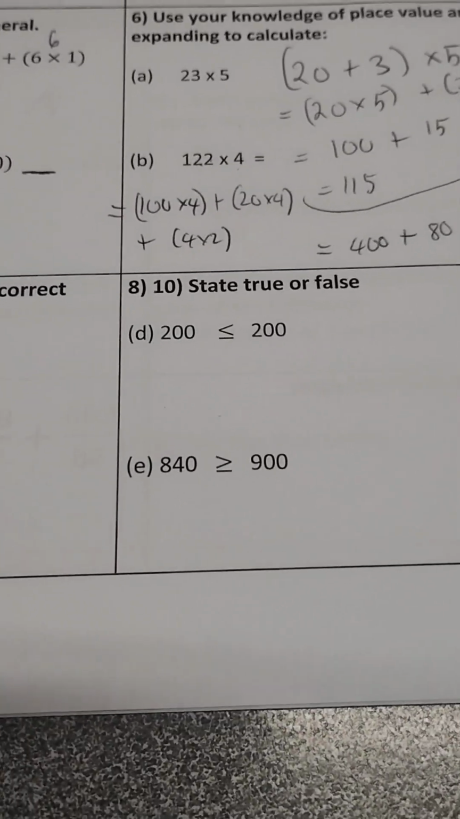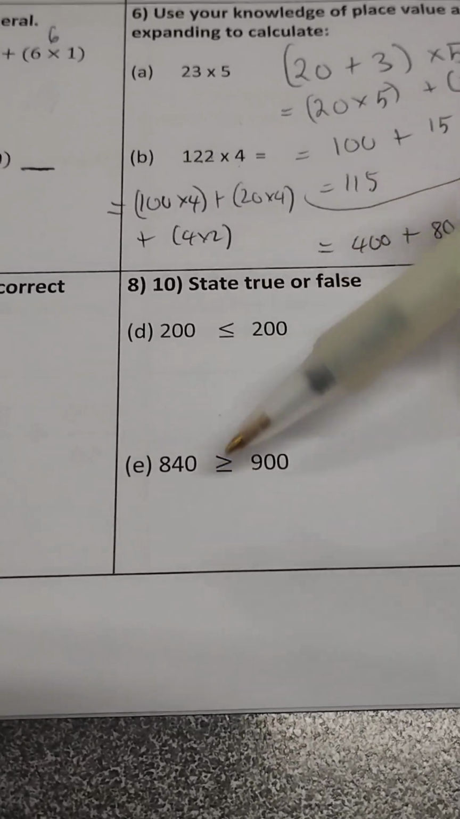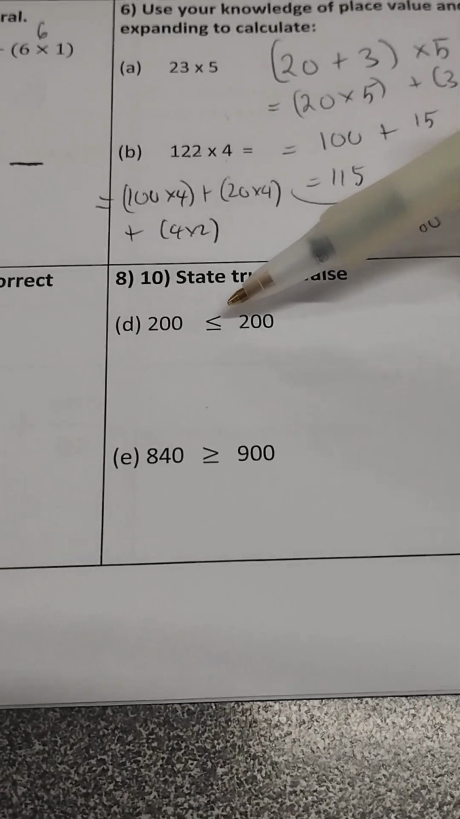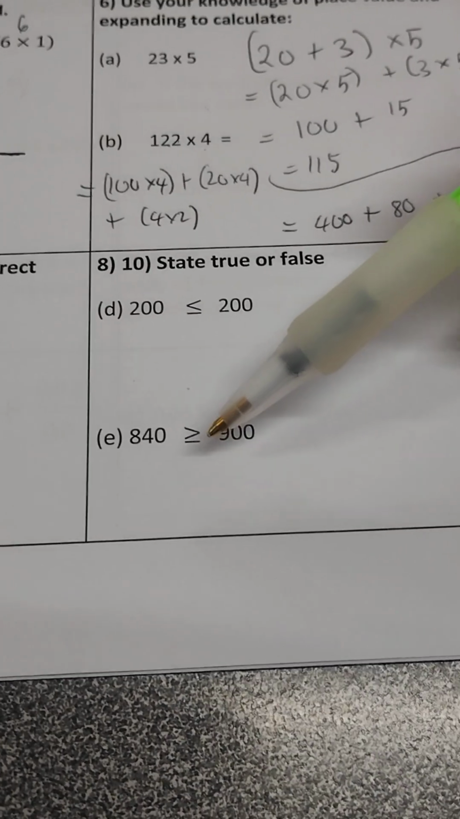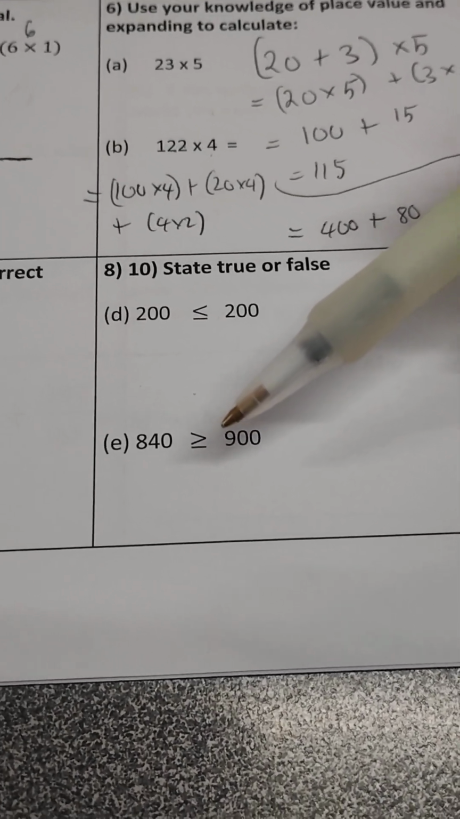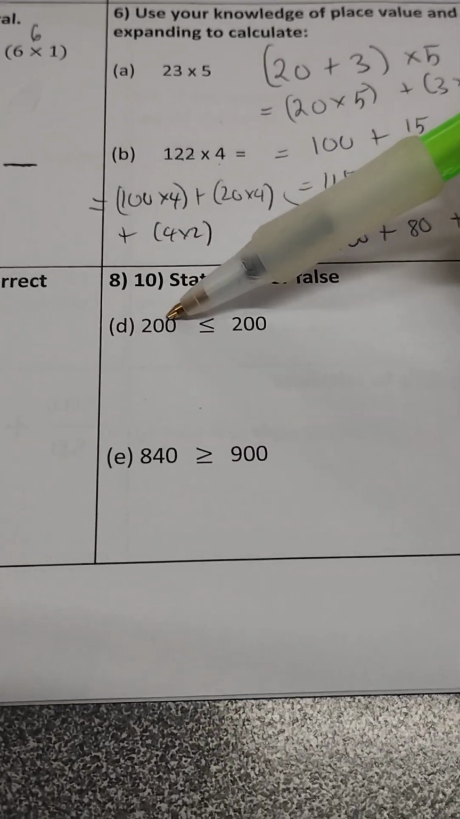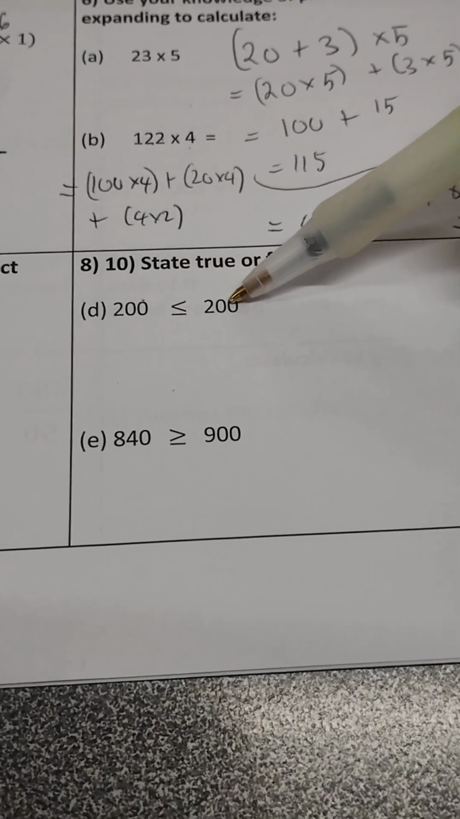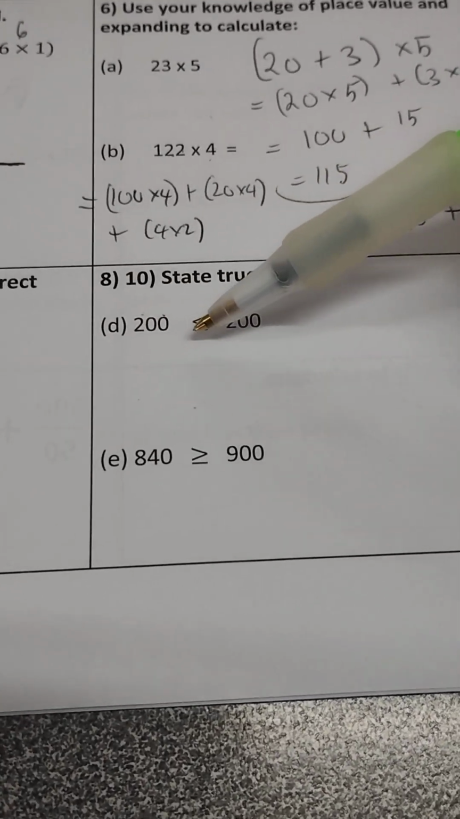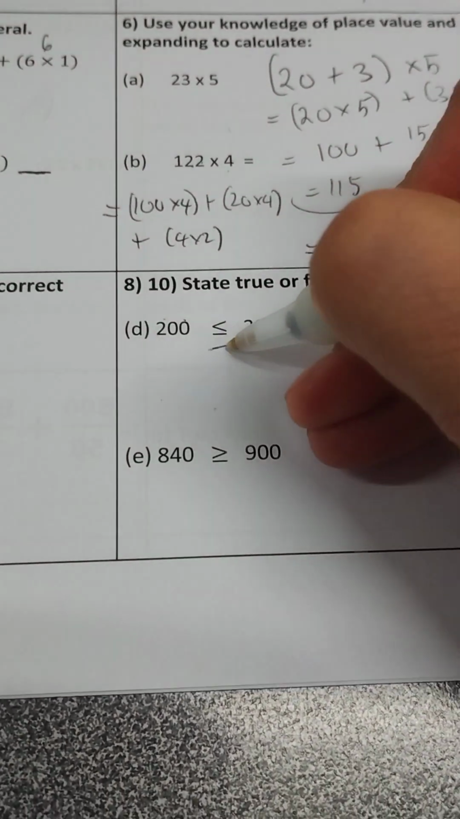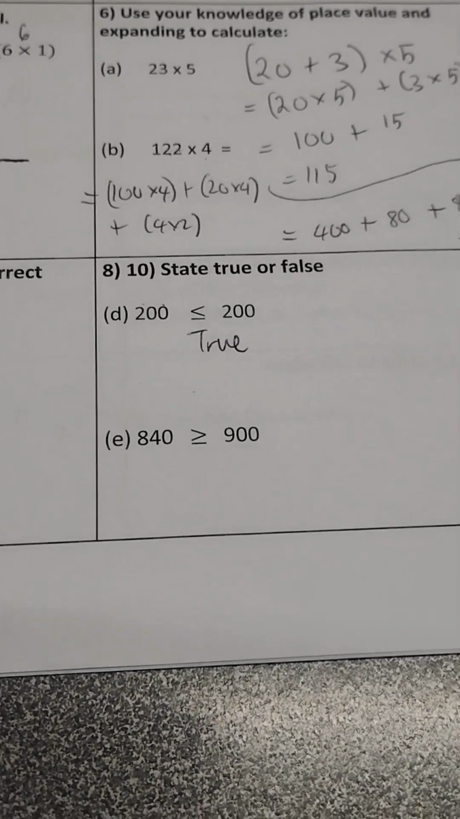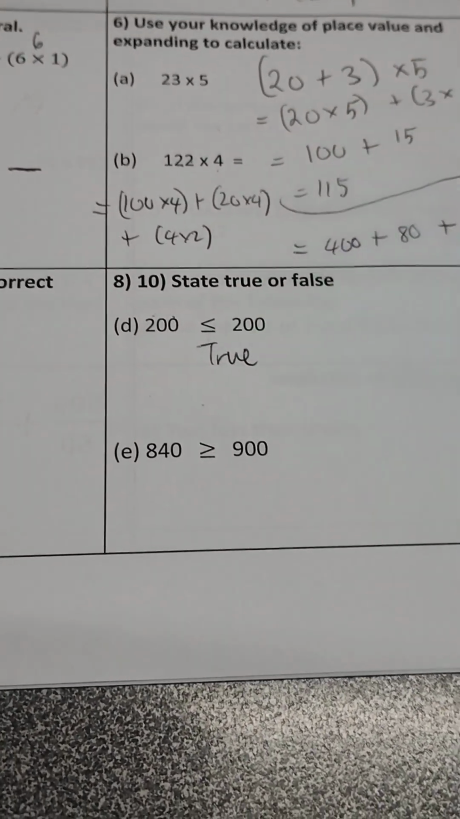Now this one here, state true or false. So with these inequality signs, there's two options. The less than or equal to, and then we've got a greater than or equal to. If one of those options work, we can put true. So is 200 less than 200? No. But is 200 equal to 200? Because remember that's less than or equal to? Yes. So we can write true because one of those options work and the equal part works.